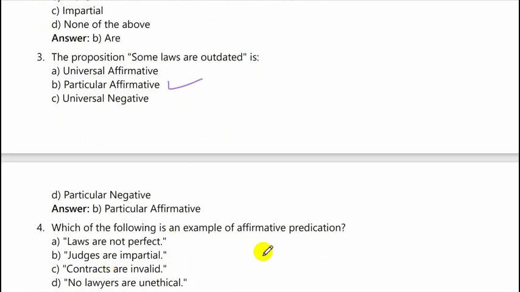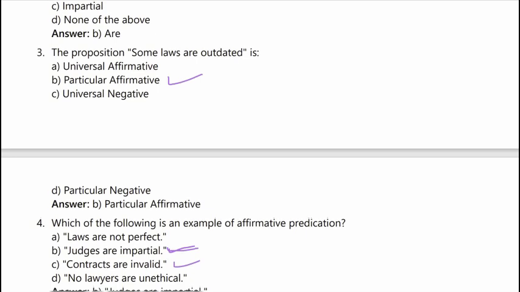Which of the following is an example of affirmative predication? Judges are impartial. Contracts are invalid would be a negative. This is more of positive. The B one.